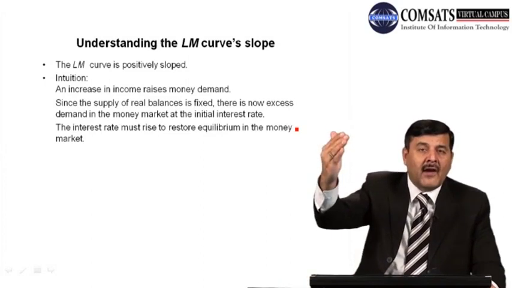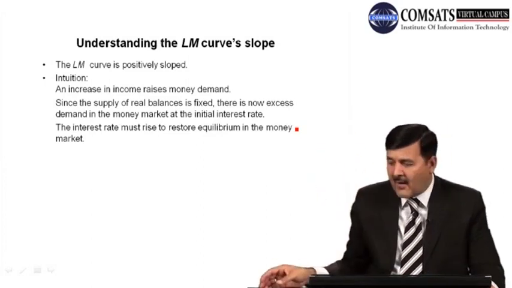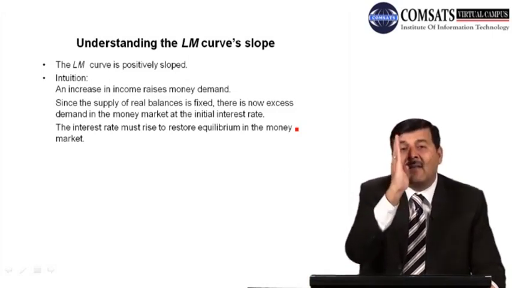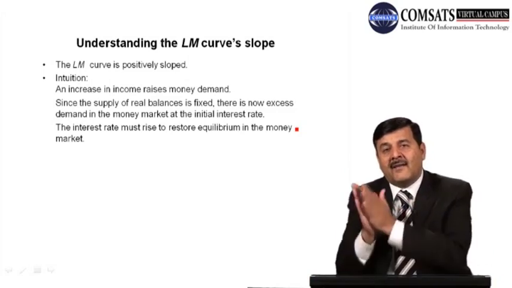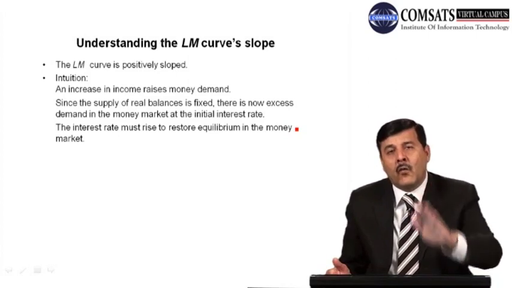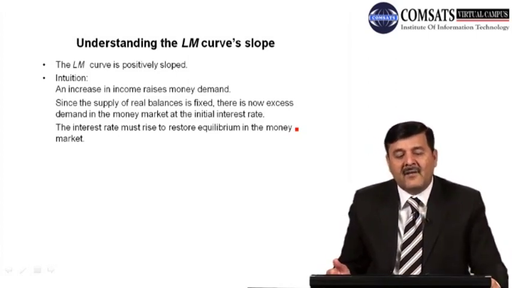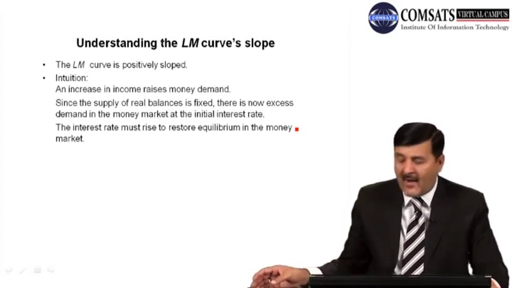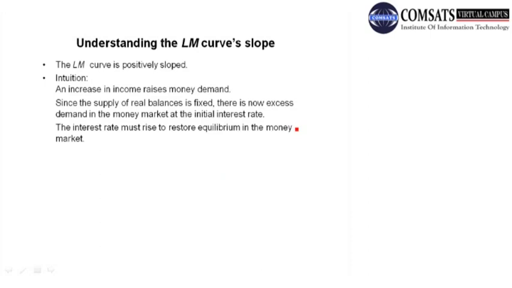The interest rate will start to rise to restore the equilibrium in the money market, because money demand is in excess at the initial rate of interest. So what will happen? The rate of interest starts going up in order to restore or bring equilibrium back in the money market, right? So this is the logic, and this is the reason that we have a positively sloped LM curve.